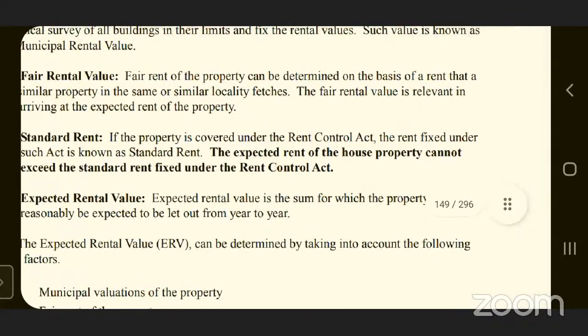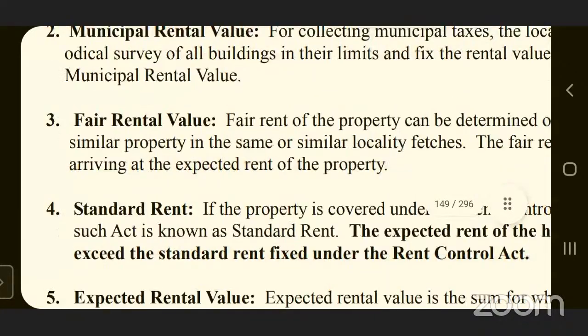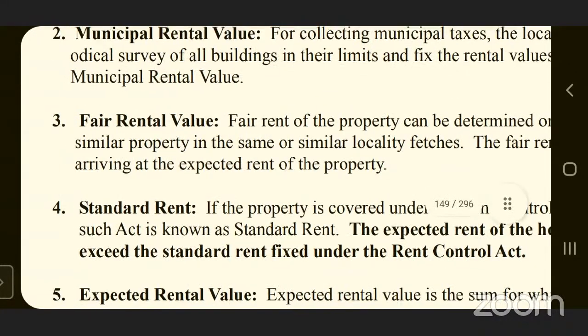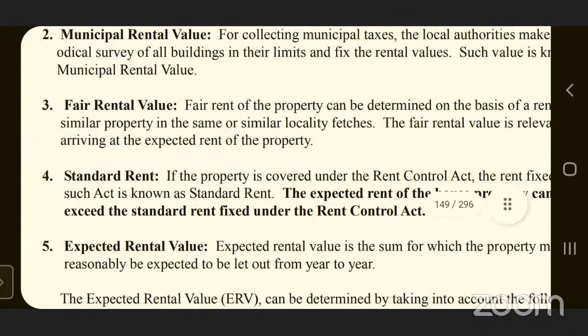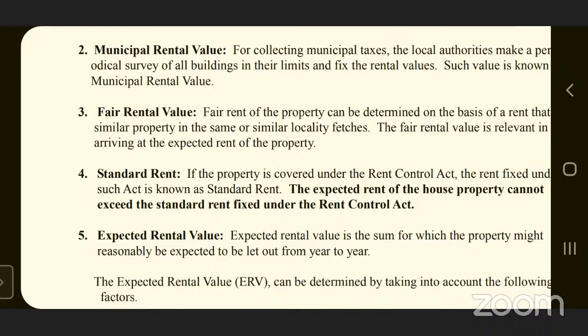So, as I told, expected rent can be computed by knowing the fair rental value. But it says, whatever property comes under the Rent Control Act, the mentioned standard rent should not exceed the fair rental value.